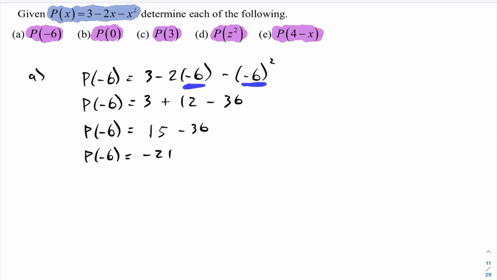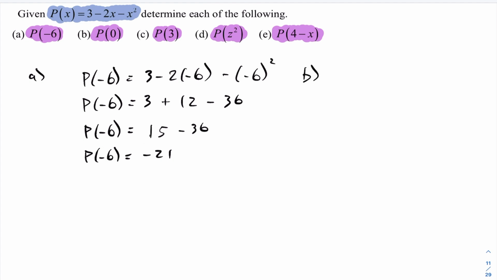So we put these values here. Evaluating this, -2 and -6 give me that +12. Watch out with the double minus sign here. This -6 squared is going to be +36, but you do have that minus sign from before to recopy back down. Simplifying, I end up getting p at -6 is -21. Let's go ahead and try b.